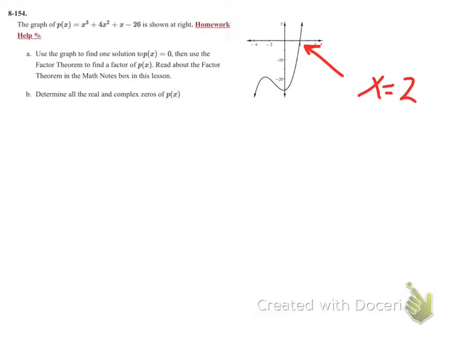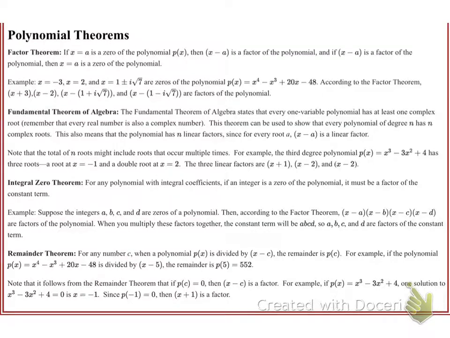And part A says let's use the factor theorem to figure that out. Well, if we take a look at the factor theorem, what that actually means is that if x equals a is a 0, that means that x minus a is going to be a factor. So we've been working with that for a little while already. I'm also going to be using the remainder theorem just to double check that.